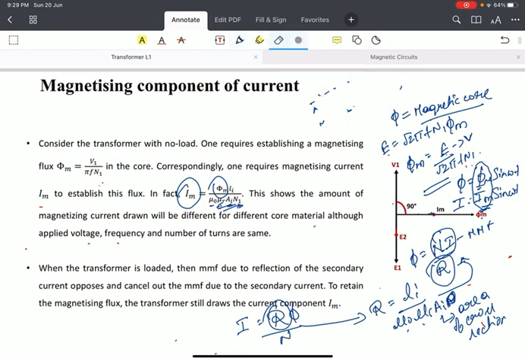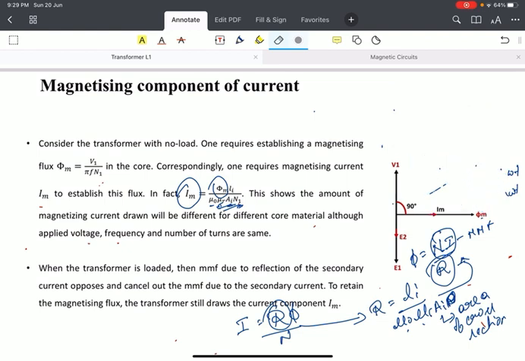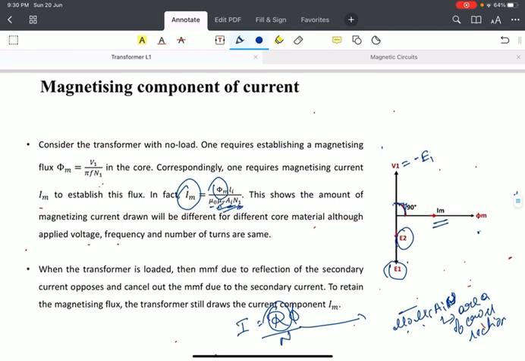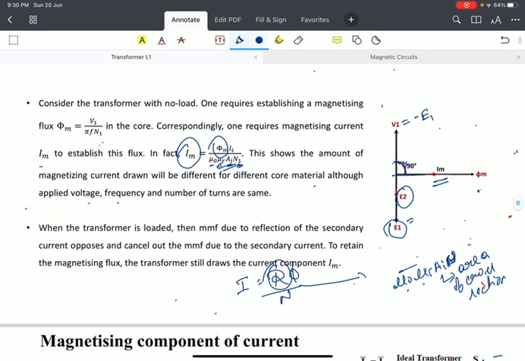This can be represented in the vector diagram like this, along with the flux phi m. This is Im, represented along with the flux phi m. We know that the flux lags the applied voltage by an angle of 90 degrees, and the induced EMF E1 is the negative of the applied voltage, so it will be in the opposite direction of the applied voltage V1. The EMF induced in the secondary will be in the same direction as the induced EMF in the primary, and the flux will vary by an angle of 90 degrees to the applied voltage and to the induced EMF. Therefore Im will be in phase with the flux phi m.